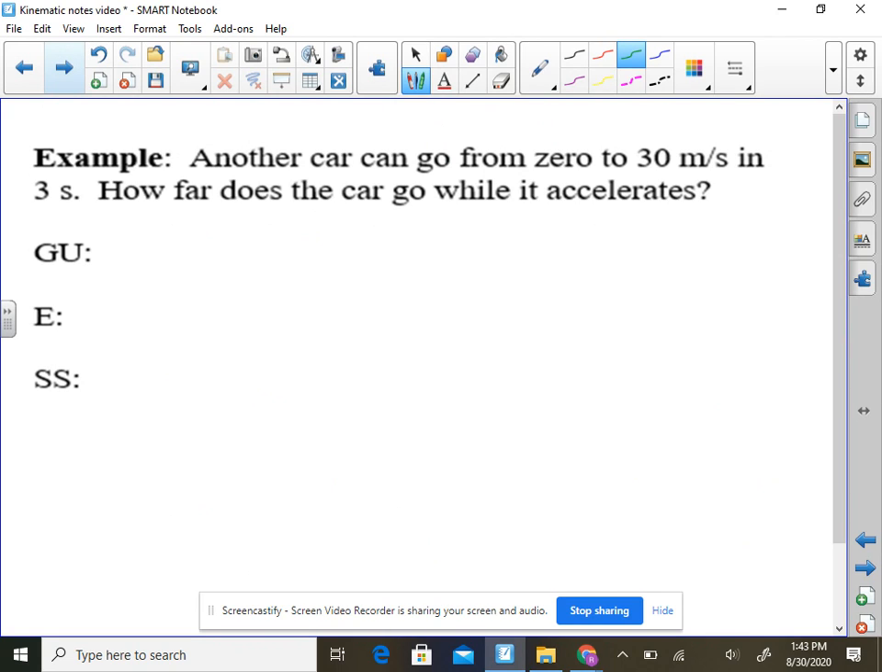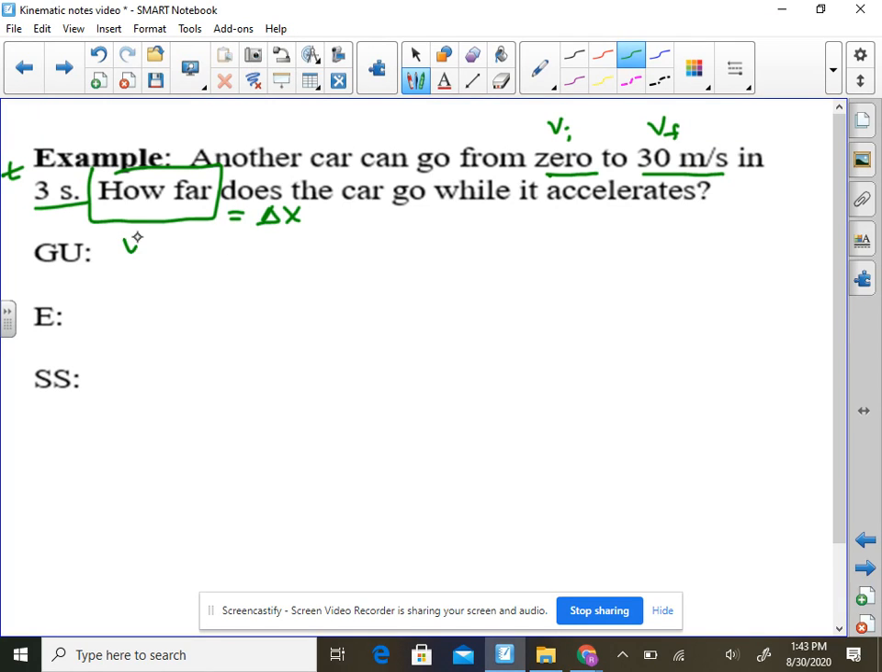Okay. Now I have another car that can go from 0 to 30 meters per second. So this is my initial velocity. This is my final velocity. I have the units of meters per second, distance over time, in 3 seconds. So this is my time. How far does the car go while it accelerates? So now I don't want to know the acceleration. I want to know how far. So this is a displacement.